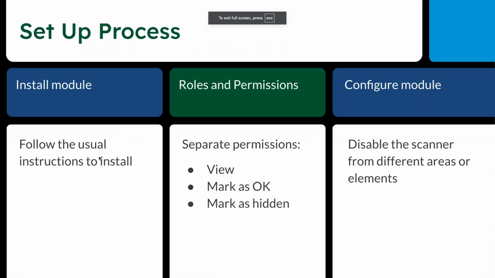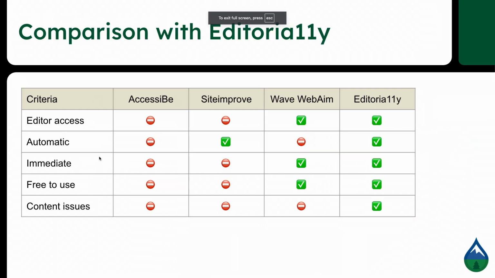Let's go to the slideshow here. Now we're going to add our comparison in with Editorially, and you can see that Editorially checks all the boxes. You knew this was coming, right? Because it's about Editorially. Its purpose is to help editors find issues, and editors can use it. It's automatic, it's immediate, it's free to use because it's part of the Drupal modules, and it's going to be focused on content issues, and that's its focus.